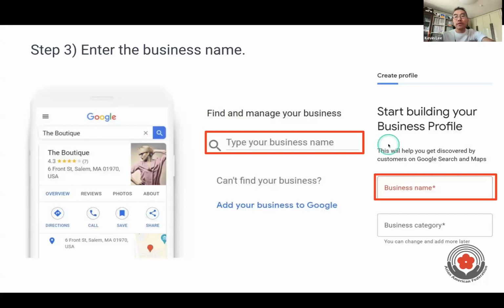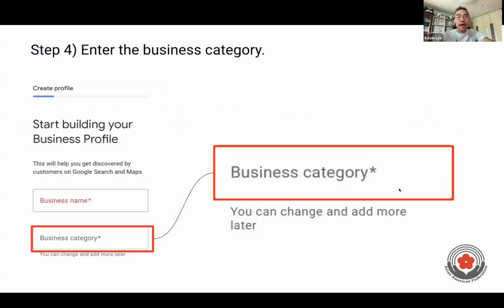So you write your business name here, and you also add a category. You can't create your own category. You have to pick from the list of business categories that Google provides. So you just have to pick the closest one. And it's very important to have a very close category for your business profile, because it's a very important part of the ranking factor. So for example, if I have a business called Kevin's Hair Salon.